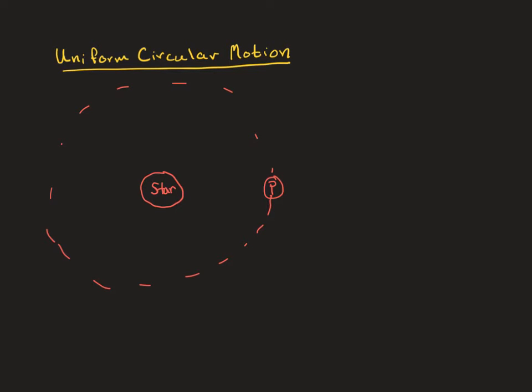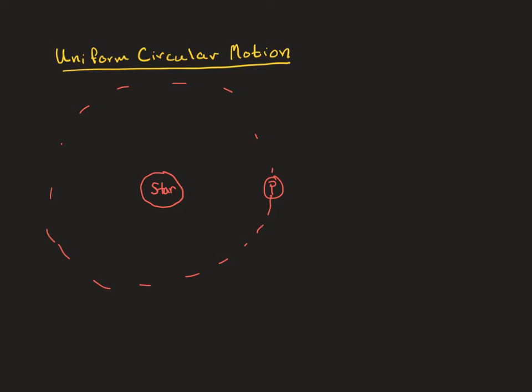Alright, so in this video we're going to talk a little bit about uniform circular motion. For my example, we have a planet orbiting around a star. And we're saying uniform circular motion, so even though this isn't perfectly drawn, this is a circle. So the r value here, here, here, here, etc. would be the same. And we want to discuss the acceleration that this planet is experiencing due to the star.